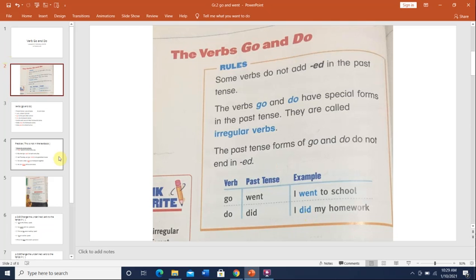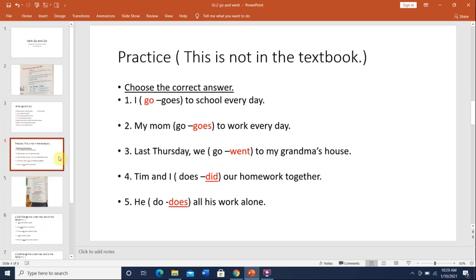And as we did together before our session finished, this is how we did some. It says, I go to school every day. Why did I choose go? Because the sentence begins with I, and you use the verb as it is. My mom goes to work every day. Why did I choose goes and not go? Because my mom is only one person, so the subject is singular. So we choose goes. So these sentences are both in the present tense.